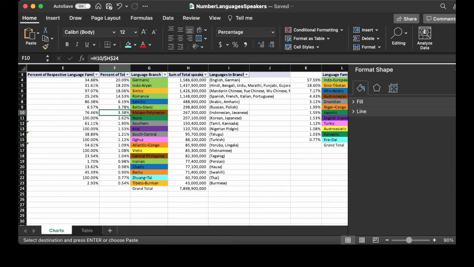So the Nun branch, so Korean and Japanese weren't assigned a language branch in the source, which I'll link to. The source is in the middle log. So they weren't assigned, so that's why I put Nun. But essentially the Nun is Korean and Japanese. And the Southern takes up 1.9. The Creole takes up 1.53 of the total.